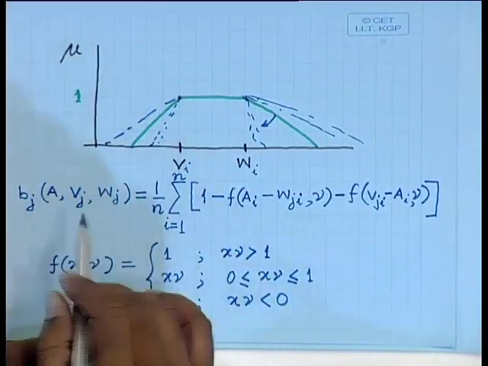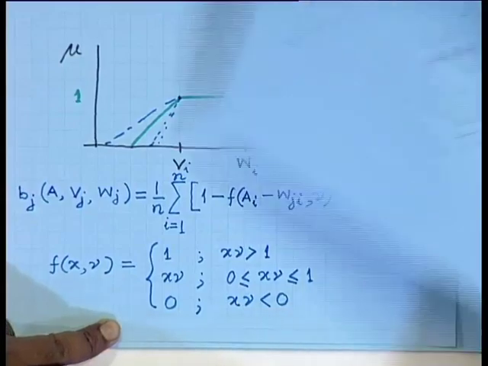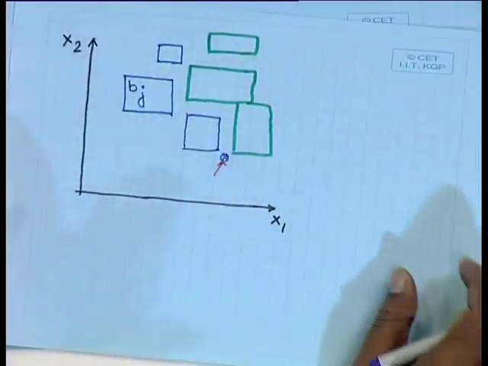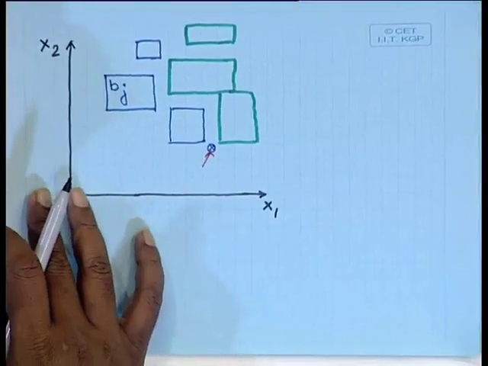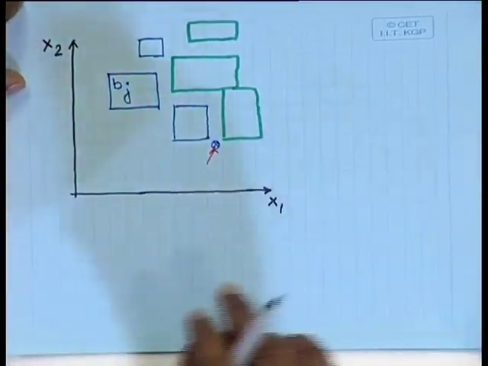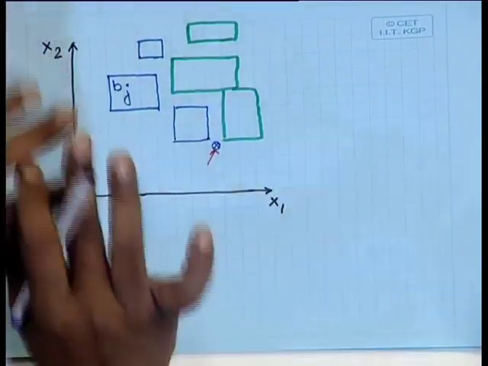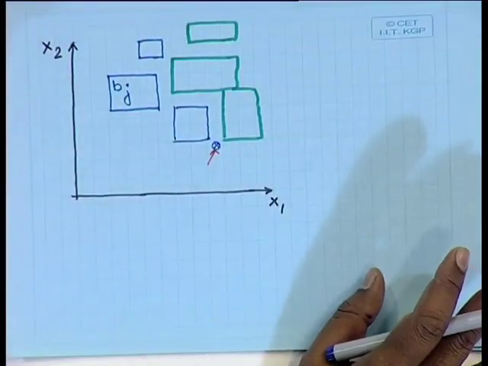So, using this particular expression, for different hyperboxes, I can compute the fuzzy membership function of this unknown feature vector to all the different hyperboxes.